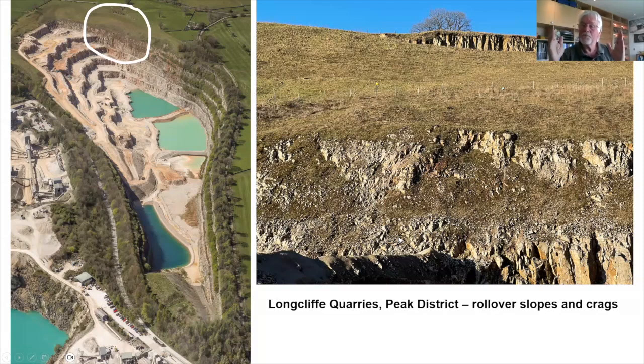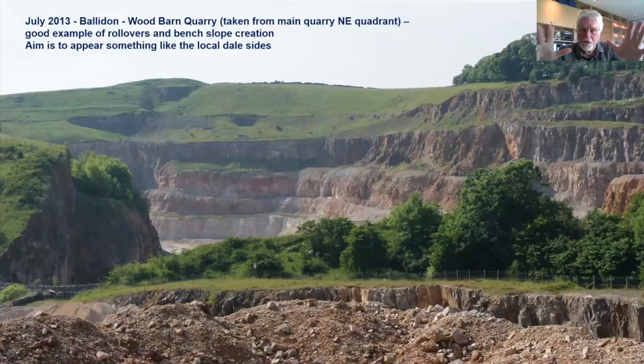Look at it now. If you look on the right-hand side, what I'd like to suggest is if you didn't know that was a quarry, would that look like a dale side in the Peak District? I'd suggest it does, and that's the intention. And all this can be grazed, obviously. This is another one of these rollover type features. This is going back to Balladon Quarry. Really, really proud of this one.